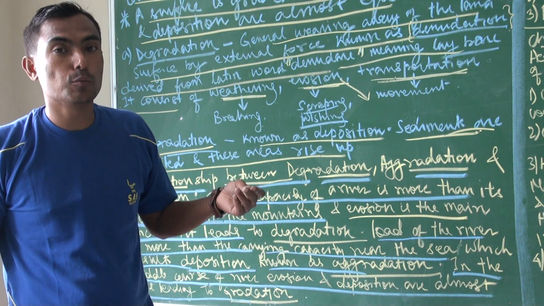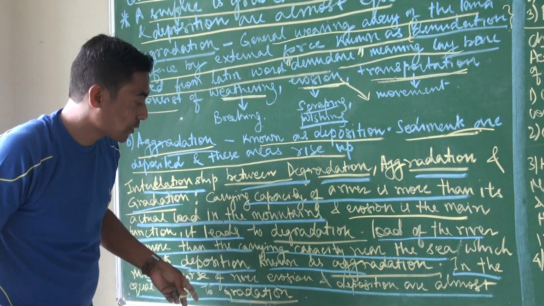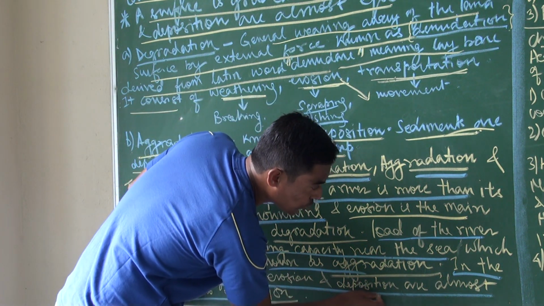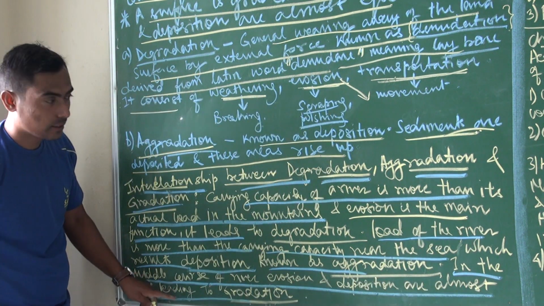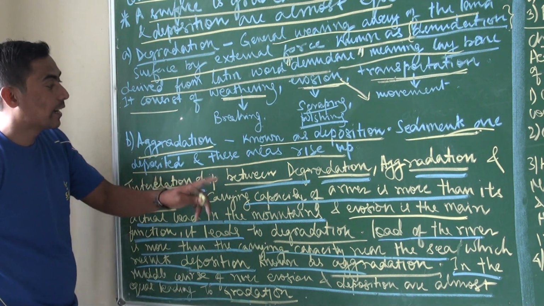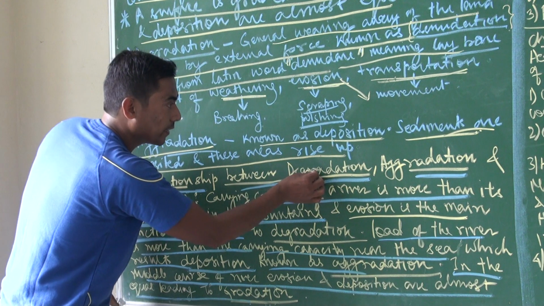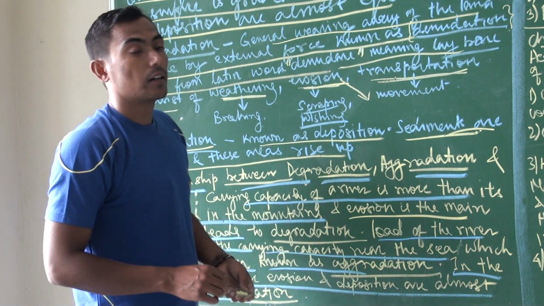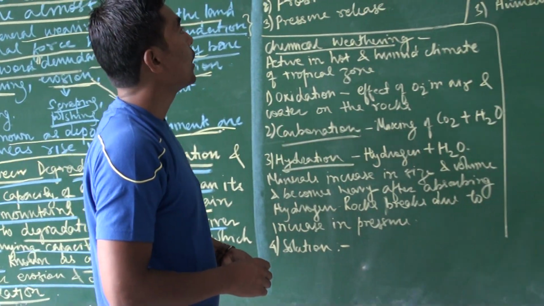When the slopes become much more gentle, erosion and deposition are almost the same and result in gradation. And therefore, there is a relation between degradation, aggradation and gradation. Now let us continue with the next, that is weathering.